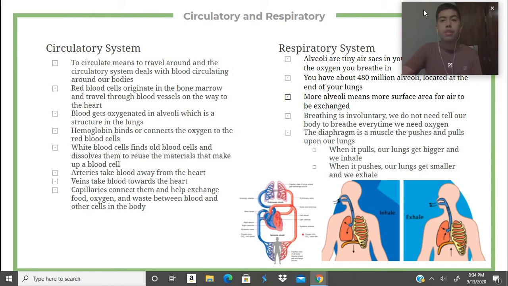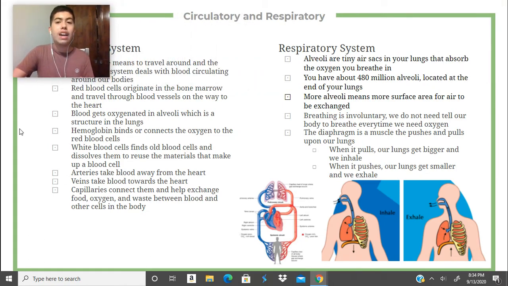With the respiratory system, you have the alveoli, which are tiny air sacs in your lungs that absorb the oxygen you breathe in. You have about 480 million alveoli located at the end of your lung. More alveoli means more surface area for air to be exchanged, which is why we have so many of them, 480 million. And of course, breathing is involuntary, and we do not need to tell our body to breathe every time we need oxygen. You couldn't imagine doing that. You'd have to control your breathing, which is why it's important that breathing is involuntary.